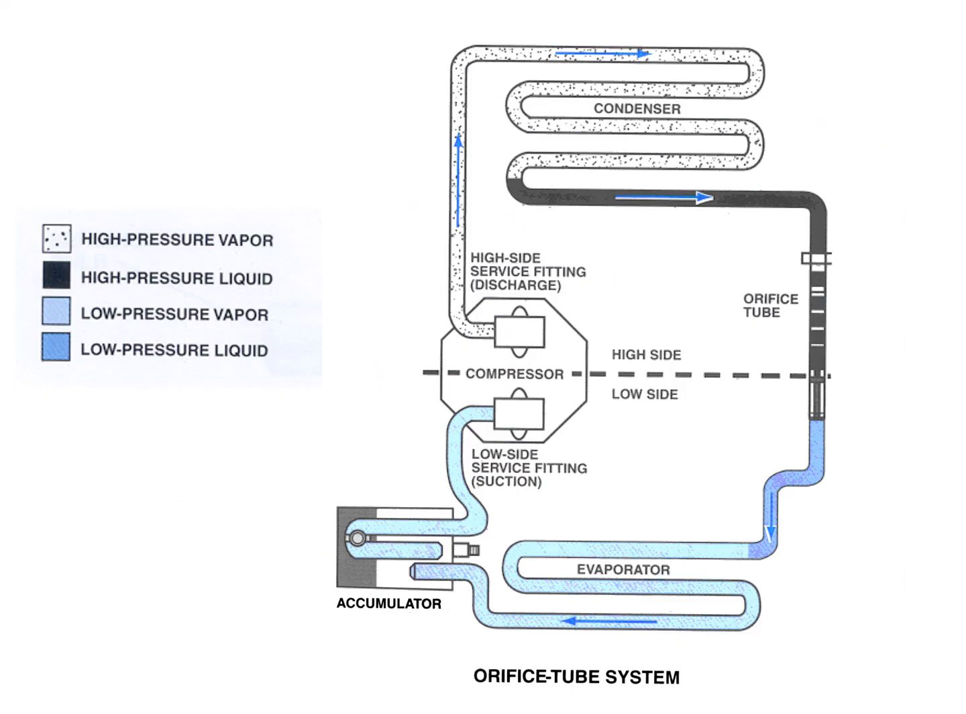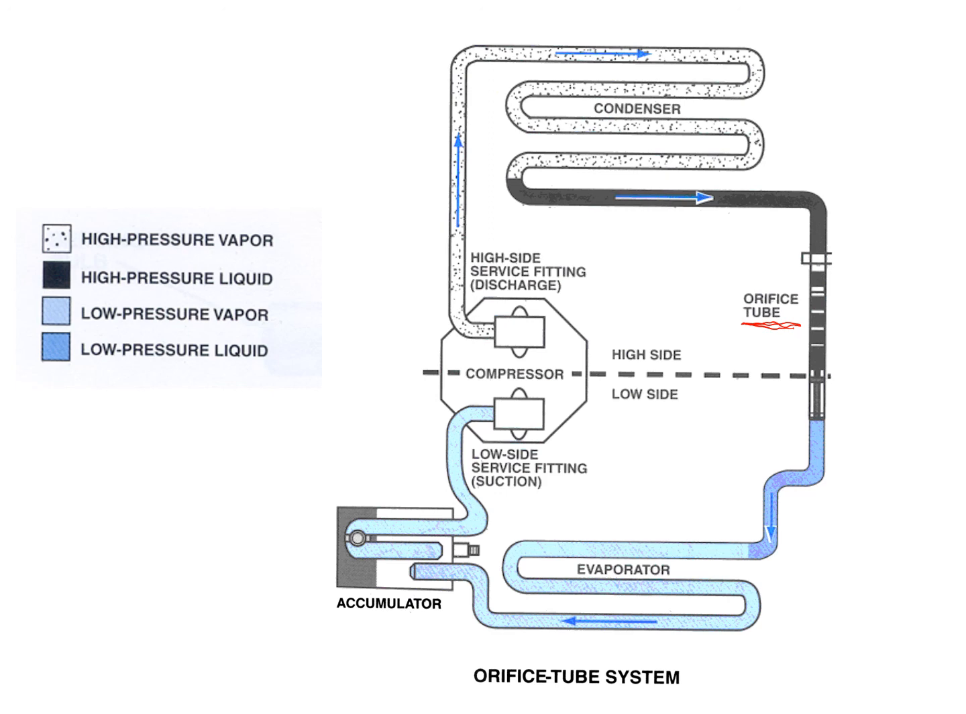So this is an orifice tube system. The restriction that separates the high side from the low side is an orifice tube instead of a TXV, thermostatic expansion valve. Because it's an orifice tube system, it's fixed, so this is non-adjustable. Because of that, the amount of refrigerant that is in the system has to be very specific for the system to work correctly.